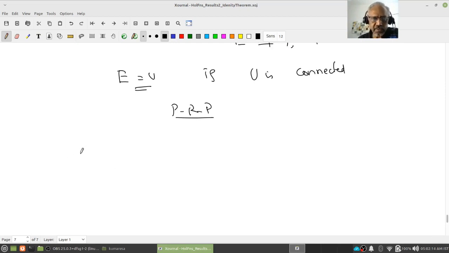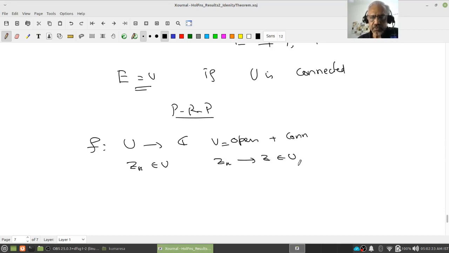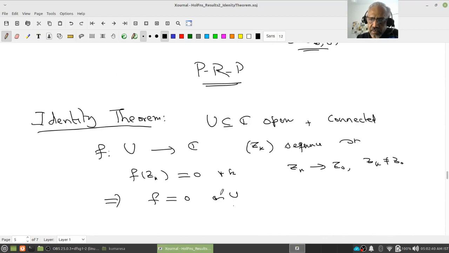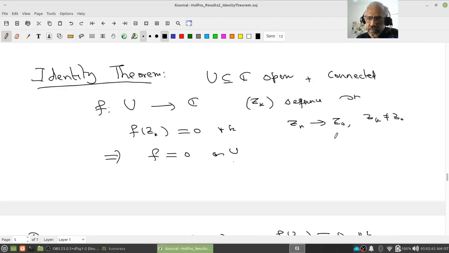Okay, let's quickly recall what we said. f: U → C, U is open and connected, right? And there exist z_k in U and z_k converges to z_0, that is in U. Remember what we wanted? I hope I mentioned that. Yes, z_0 in U.